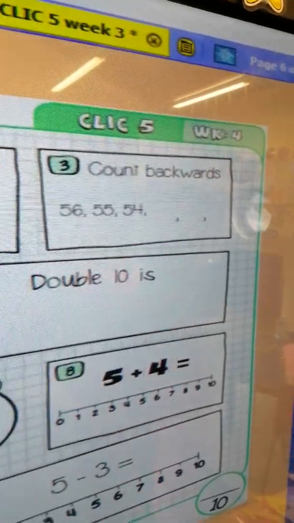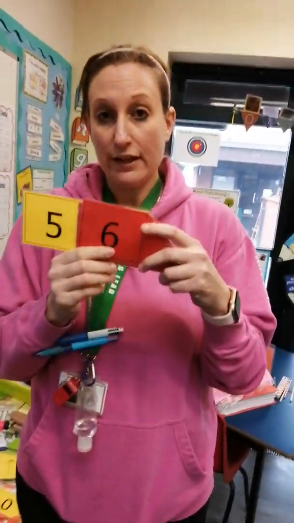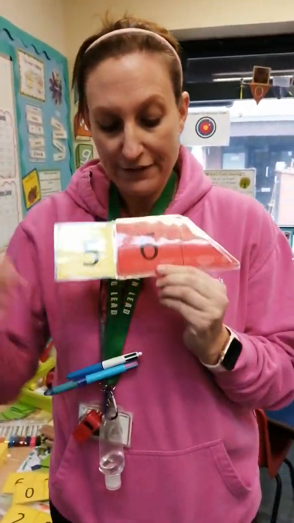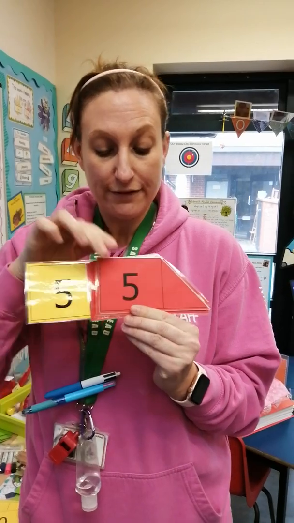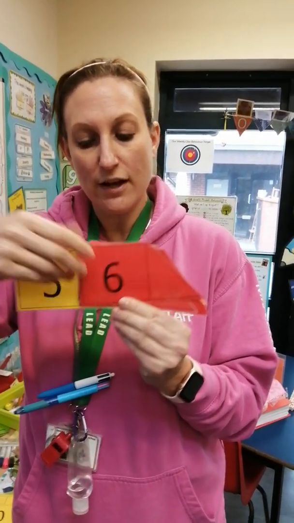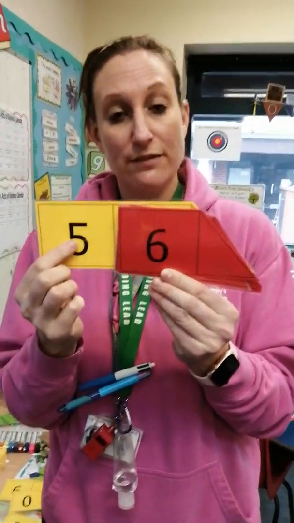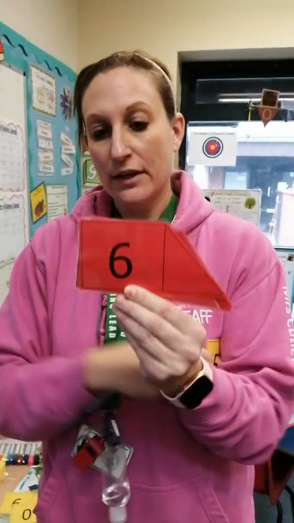Right, okay, let me model this for you. We're going to count backwards, okay? Now, have a think and look at what's happening. 56, 55, 54. Now, let me just slide out the 50 for you so that you can see what's actually changing, because the 50 is staying the same. So have a look.